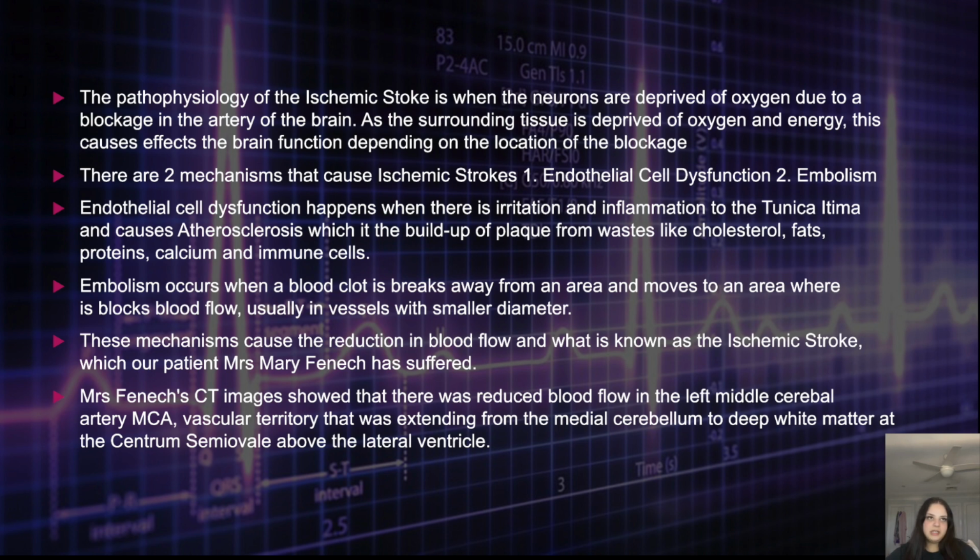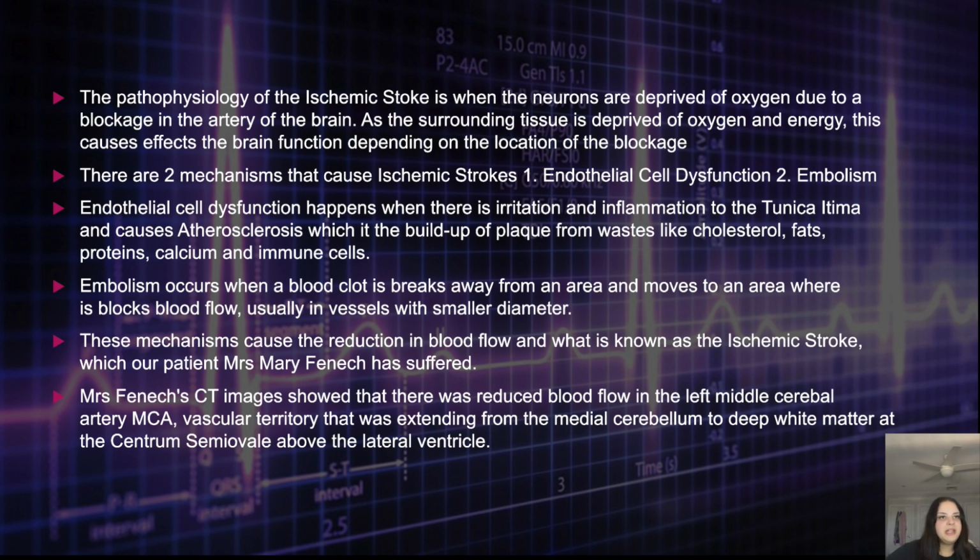There are two mechanisms that can cause an ischemic stroke, one of them being an endothelial cell dysfunction. This happens when something is causing irritation and inflammation to the tunica intima, which is the inner lining of an artery. Atherosclerosis, which is a plaque causing the blockage, is caused by the irritation. This is formed by a buildup of fats, cholesterol, proteins, calcium, and immune cells.